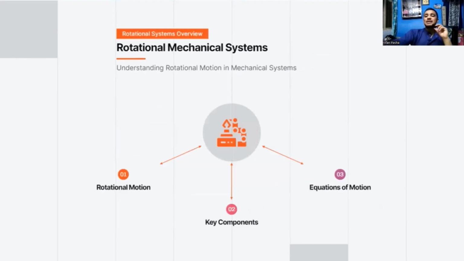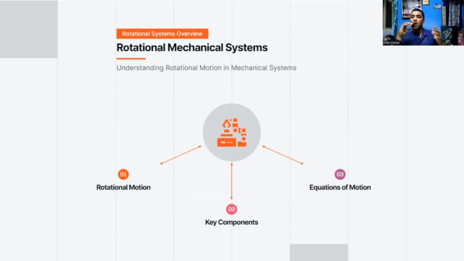So what is the rotational mechanical system? Now we've understood what a translational mechanical system is, which is the linear movement of the mechanical system. Now we've got all the units, and we've understood how it works.